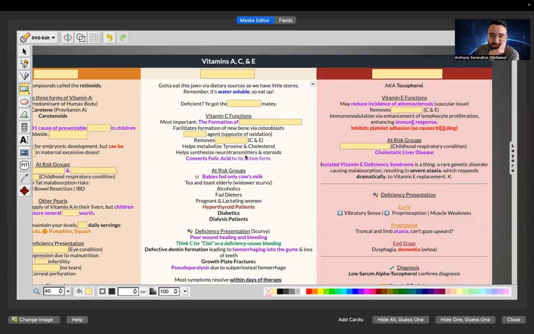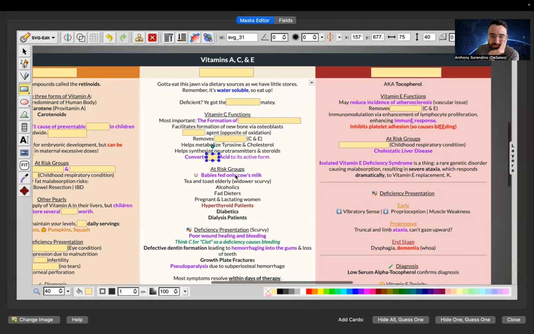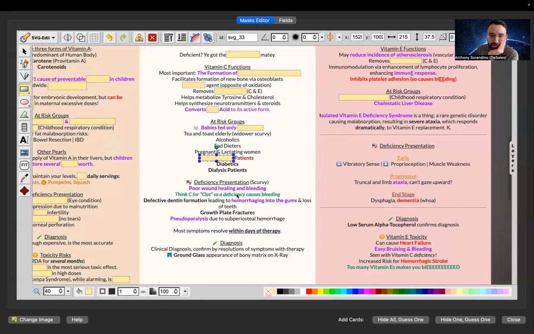Helps metabolize tyrosine and cholesterol. Yeah, converts. This is important. Babies fed only cow's milk are at risk. Fad dieters, this is important. Hyperthyroid, diabetics, dialysis, poor wound healing and bleeding.